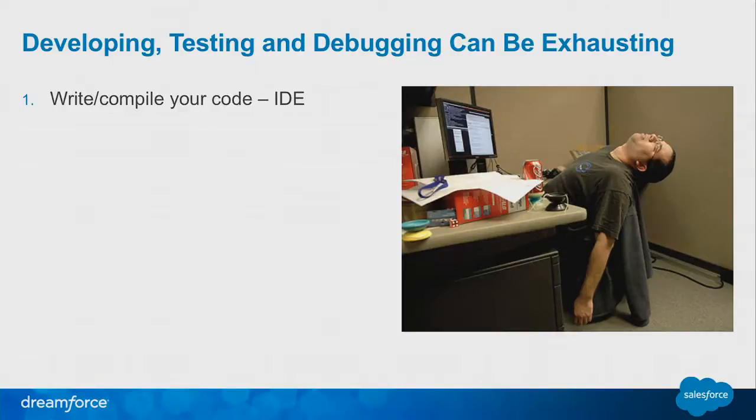Well, we all know developing, testing, and debugging can be an exhausting process. So you're starting by writing and compiling your code. And you may do that from the Force.com IDE, from Developer Console, from MavensMate, wherever. Then you have to figure out where to execute your code. So if it's a Visualforce page, for example, you might execute the code in a browser, so you may switch over to the browser. If it's an Apex batch script, for example, then you may run some execute anonymous and run a unit test. But you have to figure out a way to execute the code.